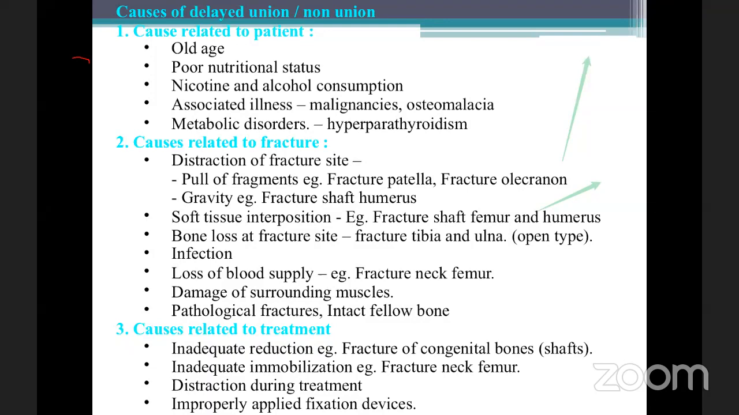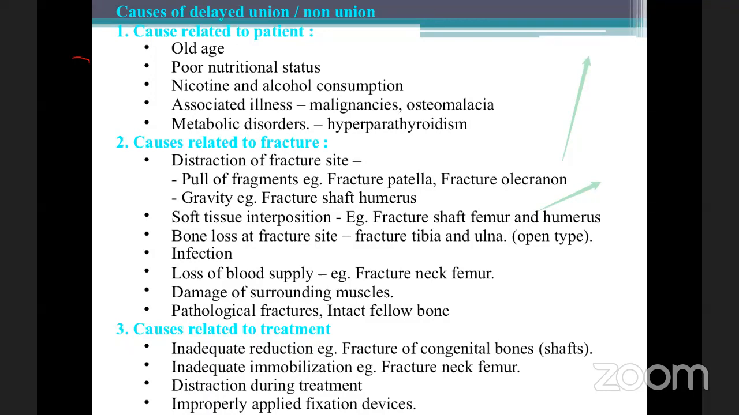And damage of surrounding muscles. It's often told that a fracture is often a part of the soft tissue injury. So if the surrounding soft tissue is damaged aggressively, then there can be a delayed or non-union. Pathological fracture, suppose there is a fracture following a neoplastic pathology, or an intact fellow bone. Suppose the tibia is fractured and the fibula is intact, the fibula is maintaining the length of the limb, and the tibia is fractured and separated. So that is an intact fellow bone. The same is applicable to the forearm. So these are the causes related to the fracture.